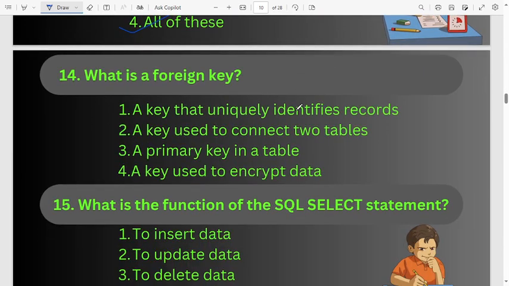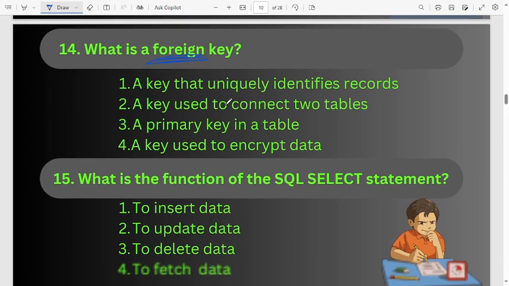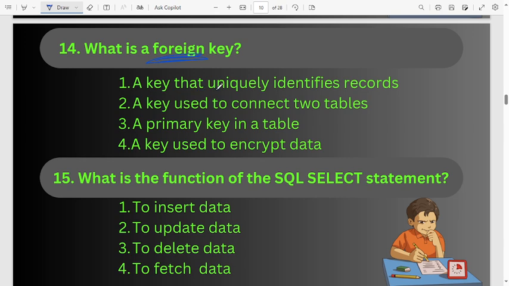Now the next question is, what is foreign key? Earlier we saw what is primary key. Now the question is regarding what is foreign key. The key that uniquely identifies the records? No, it's primary key. The key used to connect two tables. Yes, this is the correct answer. Foreign key is used to connect two tables.